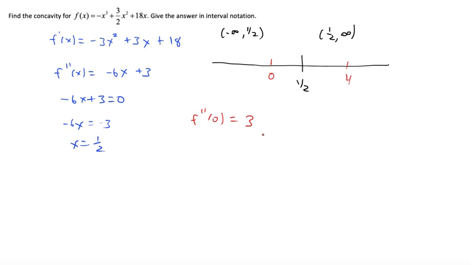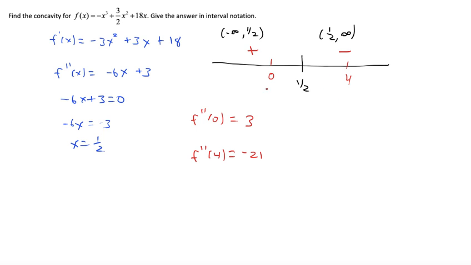Now the fact that it's 3 doesn't matter. What matters is that the answer is positive. Similarly, f double prime of 4, we'll plug 4 into here. Negative 24 plus 3 is negative 21. Once again, the 21 doesn't matter. What matters is it's negative.